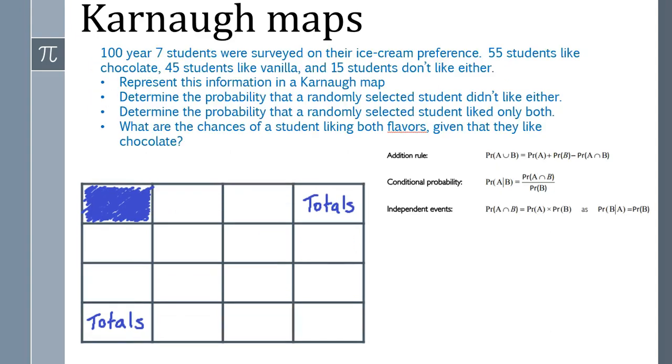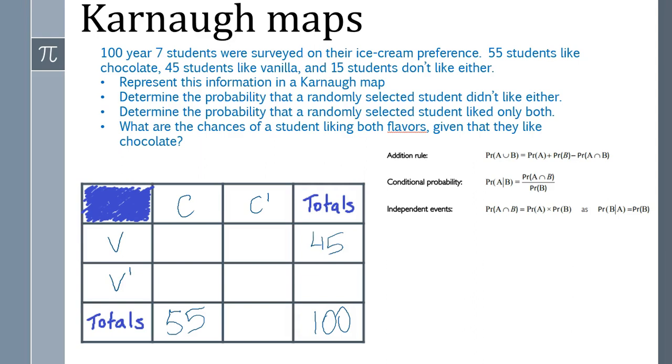Again, with the ice cream one, I've changed the questions a little bit, but the situation's the same. So 100 students are surveyed. Therefore, the total that we're looking at is 100. We have likes chocolate, doesn't like chocolate, likes vanilla, doesn't like vanilla. And 55 students like chocolate. So no reference to vanilla. We don't know if they like vanilla or don't like vanilla. We just know that they like chocolate. So the total for the chocolate column is 55. And the total for the vanilla row is 45.